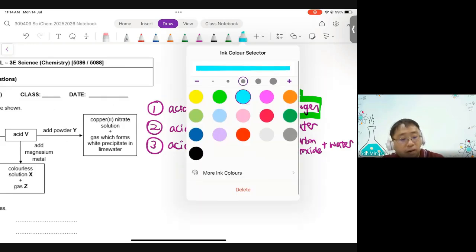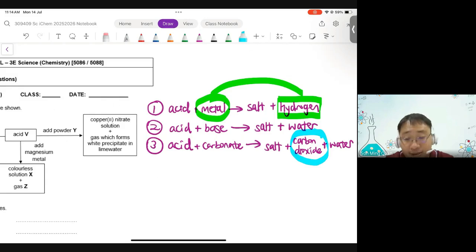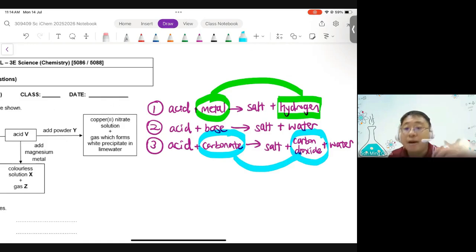Another very important clue, another important gas, is carbon dioxide gas, CO2. Where does the carbon dioxide come from? The carbon dioxide must have originated from the carbonate. This means that if you had CO2 gas formed, the previous box or the previous step must have been a carbonate. So recognizing the gases and linking them to where they had come from is the crucial thing. Just to recap, hydrogen comes from the metal, carbon dioxide always comes from a carbonate. These are 2 very important tips to doing flowcharts.